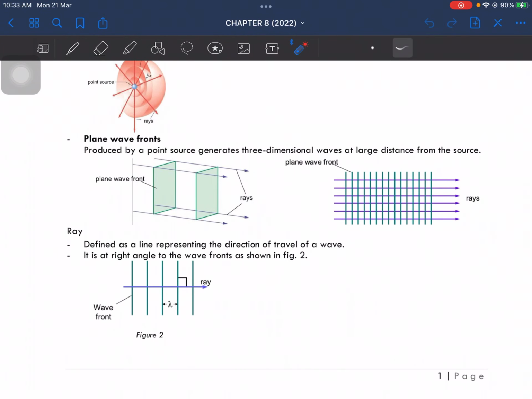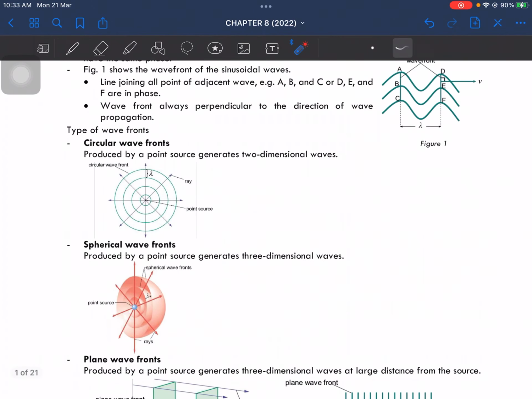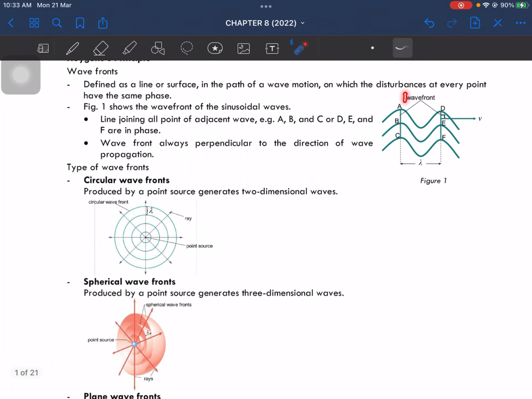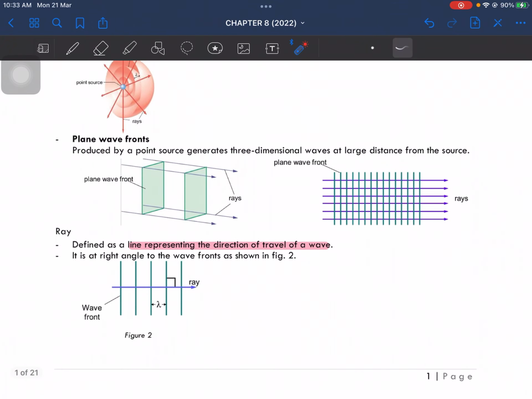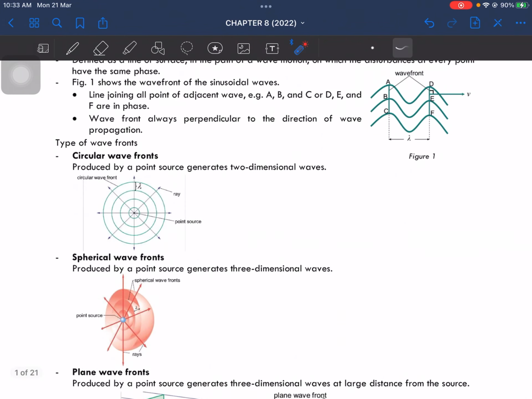And then let's look at ray. A ray is defined as a line that represents the direction of travel of a wave. It is at a right angle to the wavefront as shown below. If the wavefront is like this, this is the wavefront. The ray is telling us the direction of travel of a wave. So if the wave is going to the right, the straight line of the ray should point towards the direction of the wave.